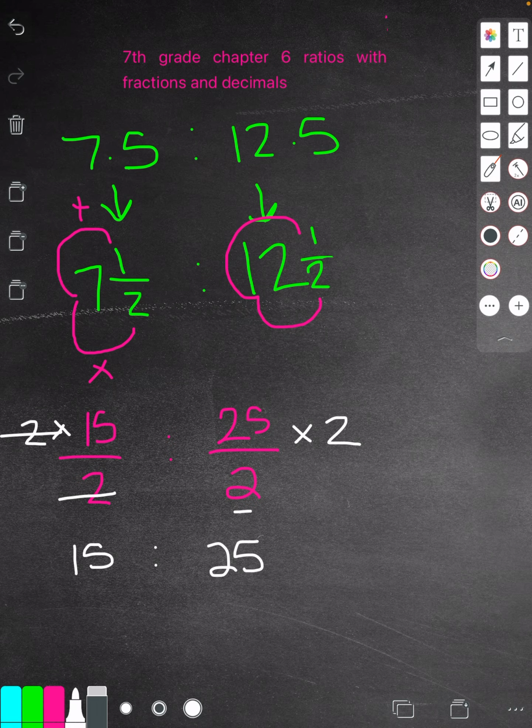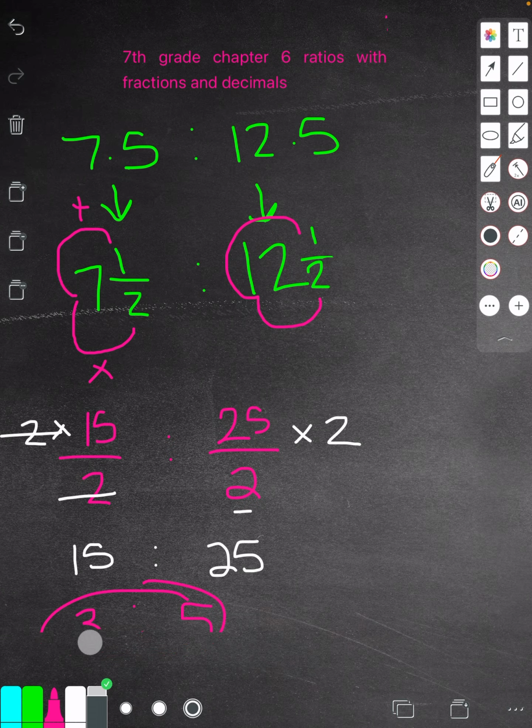Your ratios have to stay balanced. They have to be equivalent. So if you multiply by 2 on the left-hand side, you have to multiply by 2 on the right-hand side as well. Now, we're left with 15 to 25, which we can go ahead and simplify. I know that 5 will go into both of these. So 15 divided by 5 is going to be 3, and 25 divided by 5 is going to be 5. Your simplified fraction is 3 to 5. Simplified ratio is 3 to 5.